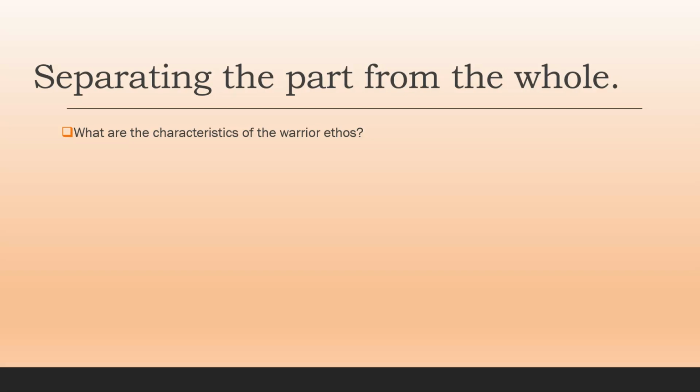So the first step in separating the part from the whole is understanding what it is you're trying to separate. So, based upon the assignment, the question that you have to ask yourself is, what are the characteristics of the warrior ethos? Since you're trying to show Beowulf as a representative, you're trying to show Christ as a representative of this.